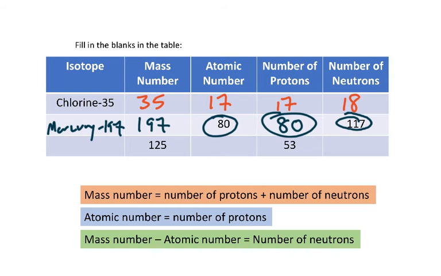Okay, and the third one. I guess I'll walk through this one. So we know the number of protons is 53. Therefore, the atomic number is also 53. If it's atomic number 53, we know that it's iodine. And it's iodine 125 because it has a mass number of 125. Now the number of neutrons would be the mass number minus number of protons, which would equal 72.